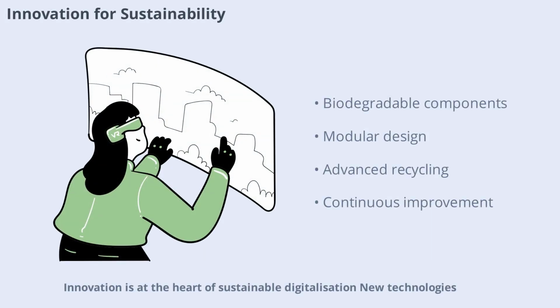Innovation is at the heart of sustainable digitalization. New technologies, materials, and business models can dramatically reduce environmental impact. For example, biodegradable components, modular designs, and advanced recycling methods are making digital products greener. Continuous innovation ensures that sustainability keeps pace with technological progress. In the next scene, we'll look at partnerships and collaboration for greater impact.